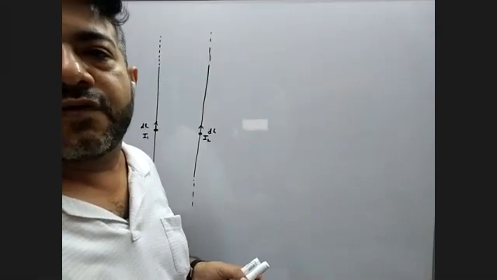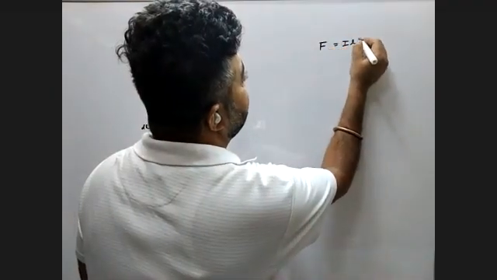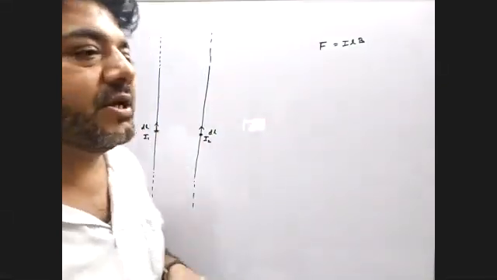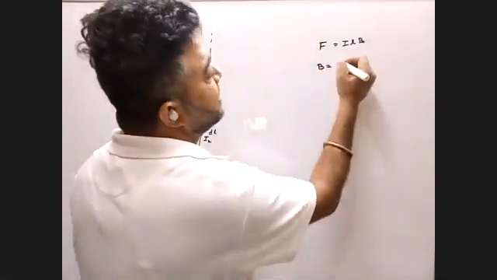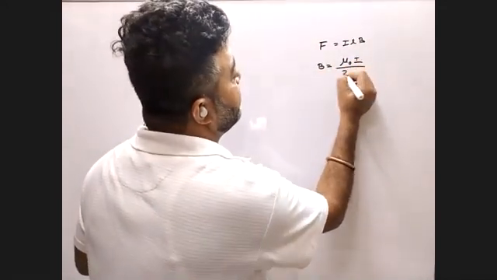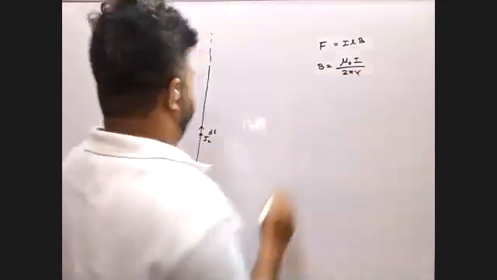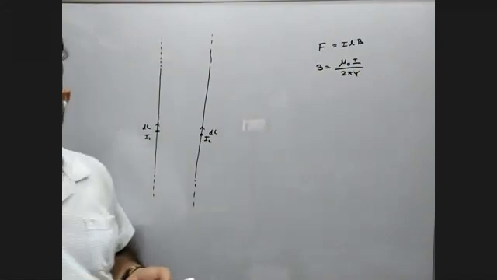We know two things very well. One, we know from the previous class, force is I L B. That is the first thing. And the second thing is the magnetic field of an infinitely long current carrying conductor wire, which is mu naught I by 2 pi y. Is it clear?